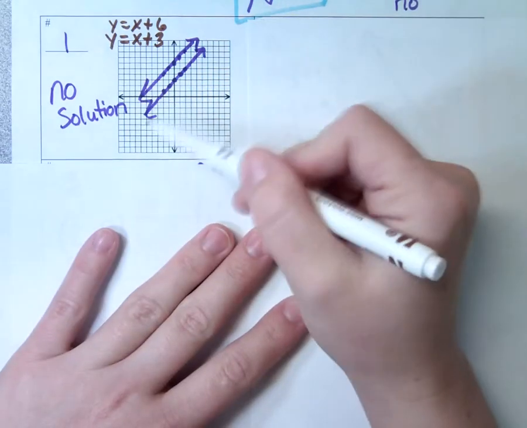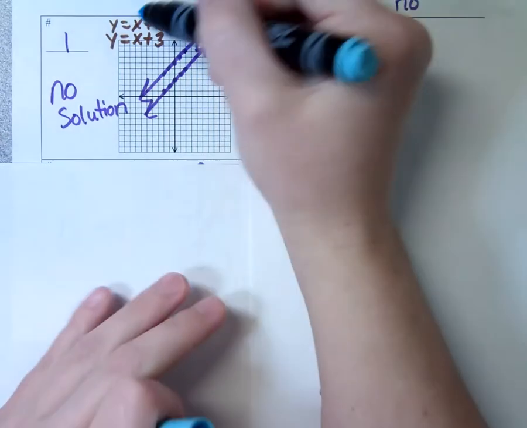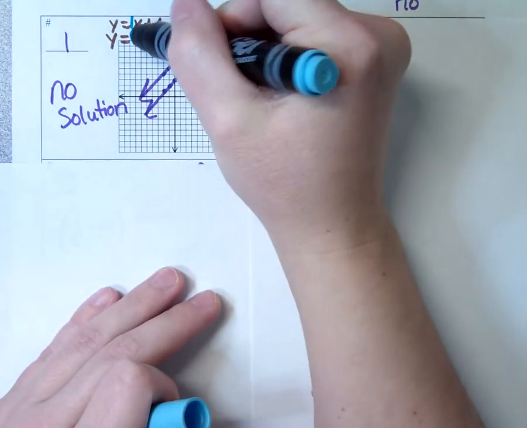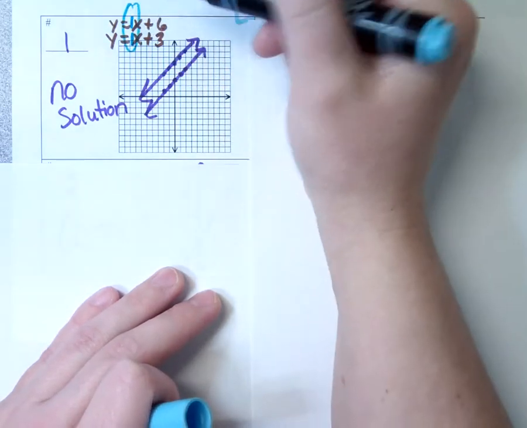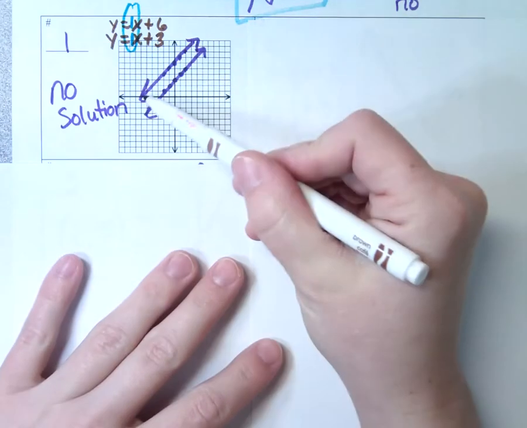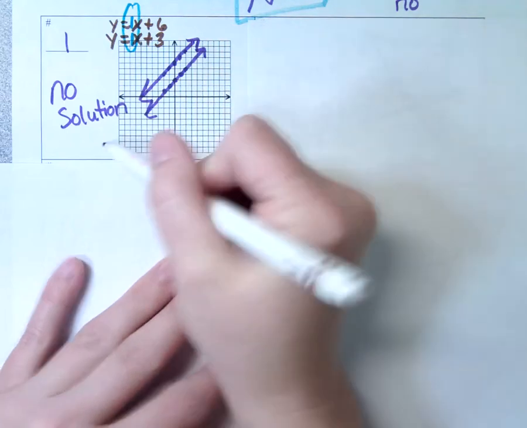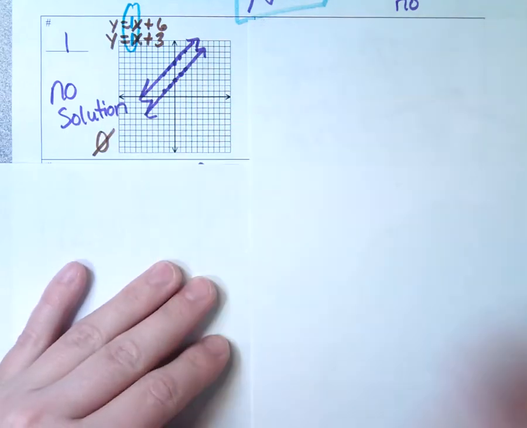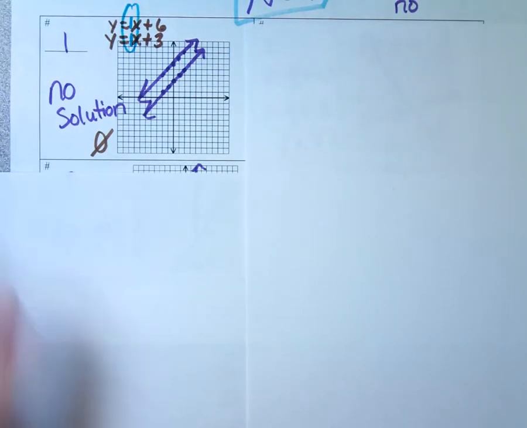You can see that these lines are parallel, which is another reason how you know that there's no solution. And I also knew that they were going to be parallel because these two lines have the same slope. Parallel lines have the same slope. So whenever your lines have the same slope, your lines are going to be parallel, and parallel lines never touch, so no solution. Or you can give me the 0 with a slash through it. So I solved that one just a couple of ways I wanted to show you.